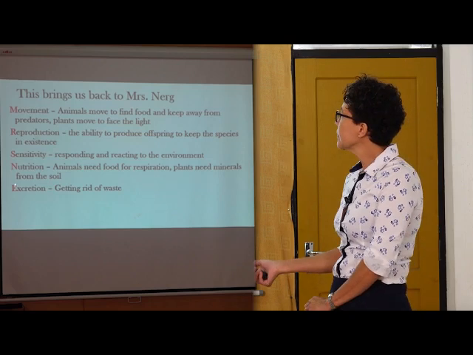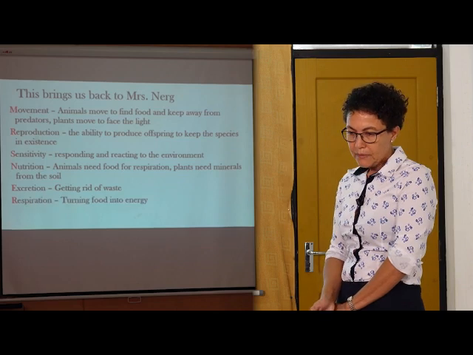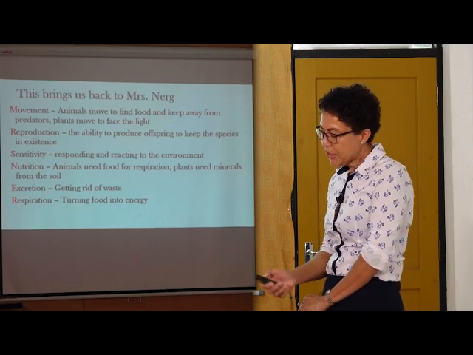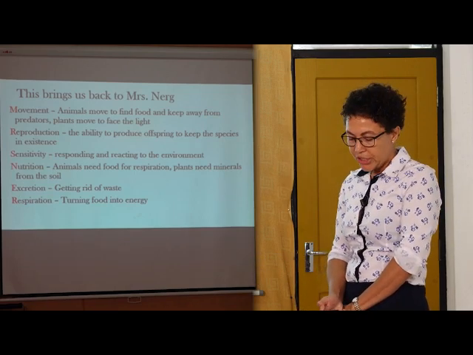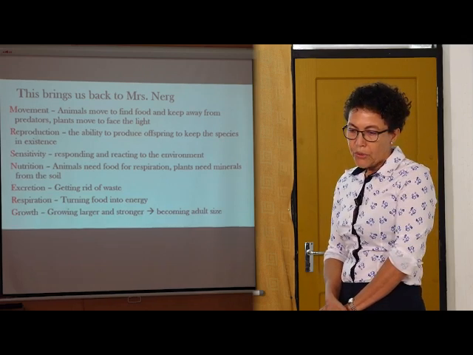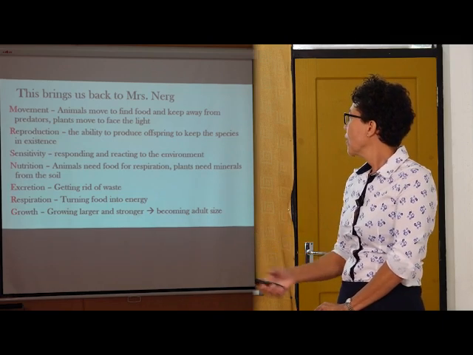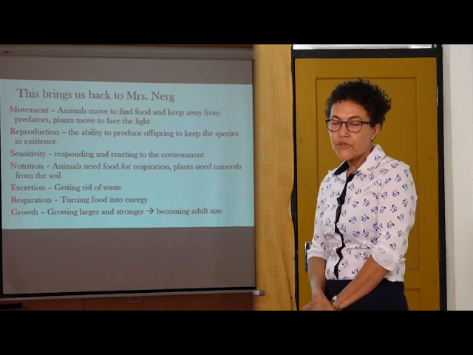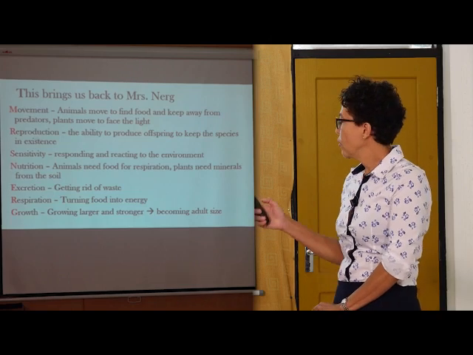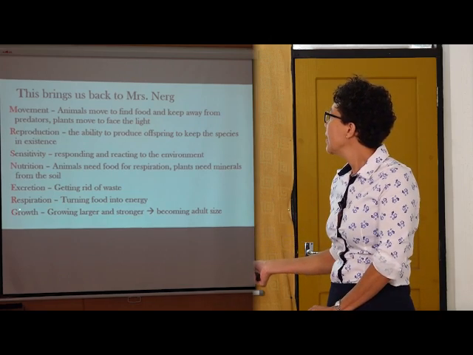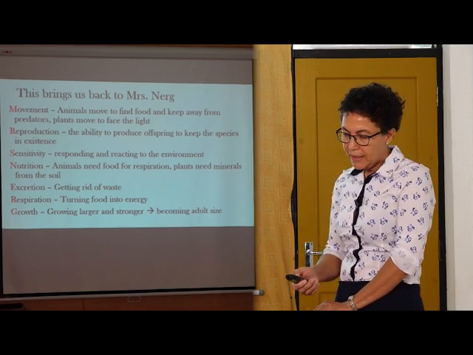Excretion, E. Getting rid of waste. Respiration, R. Turning food into energy. Growth, G. Growing larger and stronger, which means becoming adult size. So, Mrs. Nerg, this is a way for you to remember the 7 points.